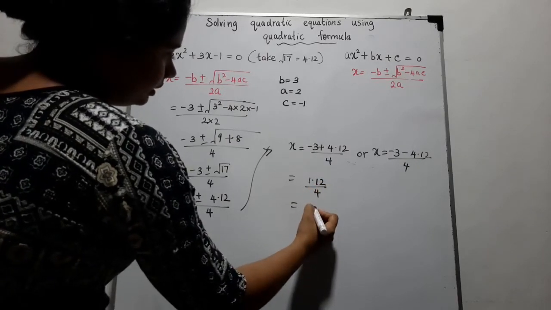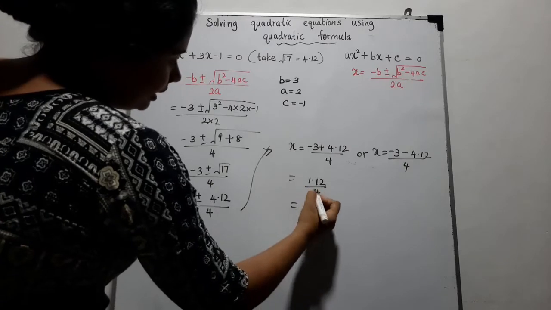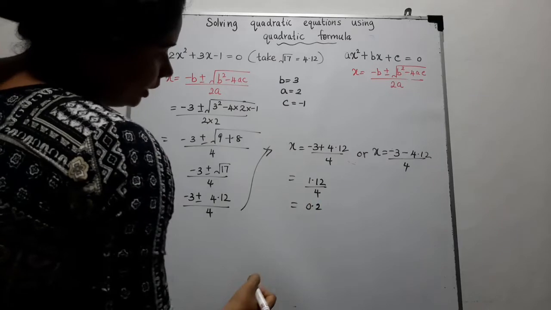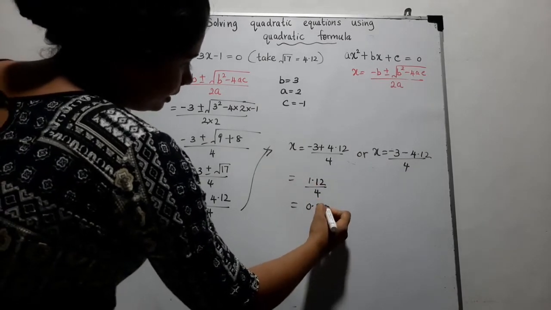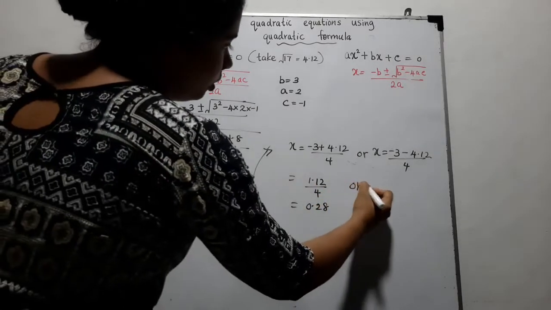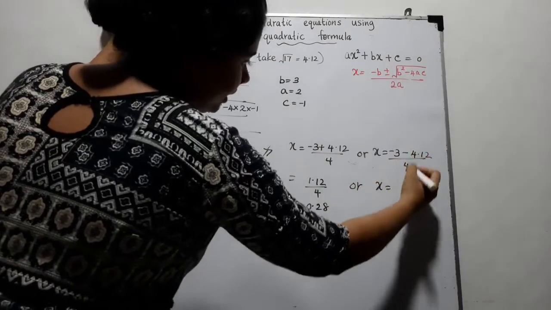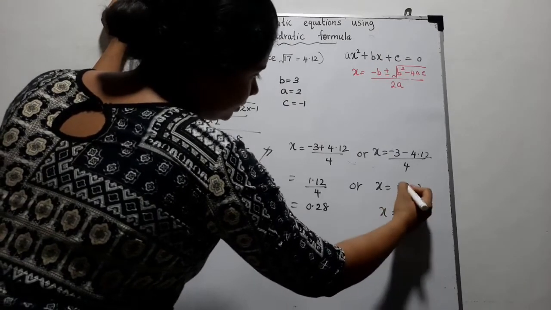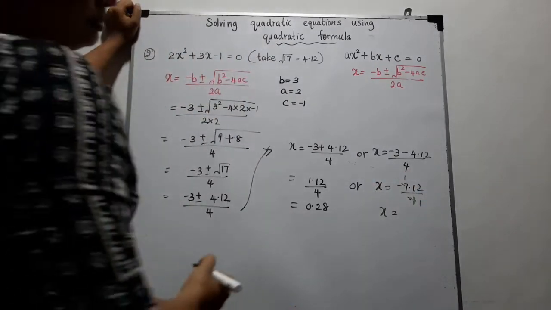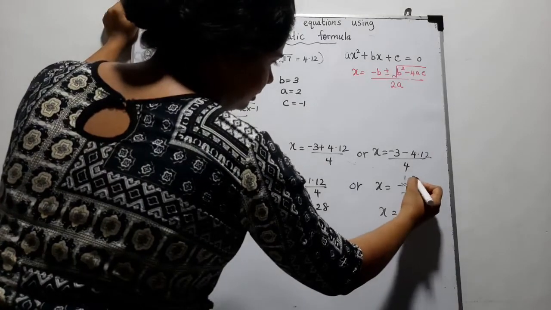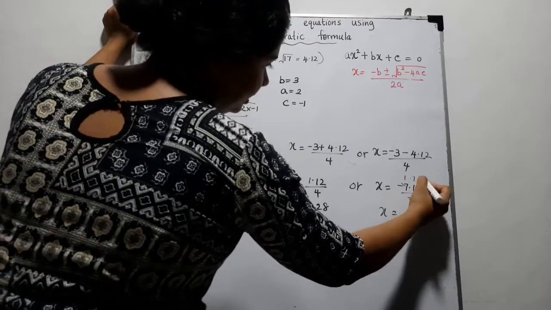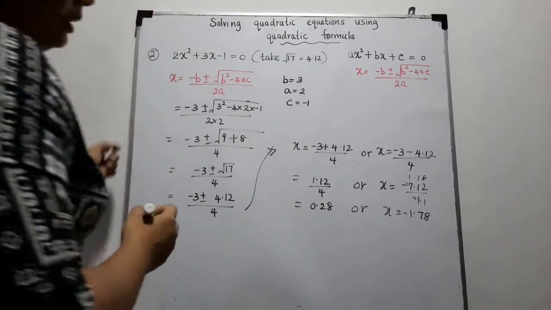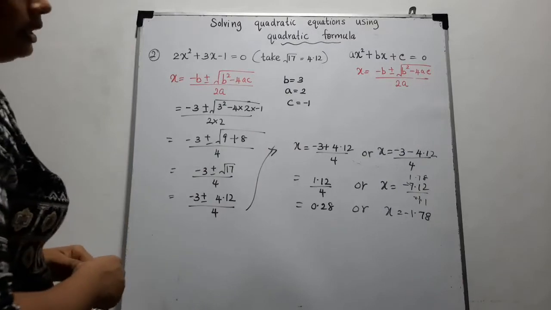Then you obtain 1.12 divided by 4: 4 times 2 is 8, remaining 3, 32, 8, 0.28. Or then here for x, we have to add minus 3 minus 4.12, that is minus 7.12, divided by 4. 4 times 1, remaining 3, 4 31, 7, remaining 3, 8. Then 1.78. x equals 0.28 or x equals minus 1.78.